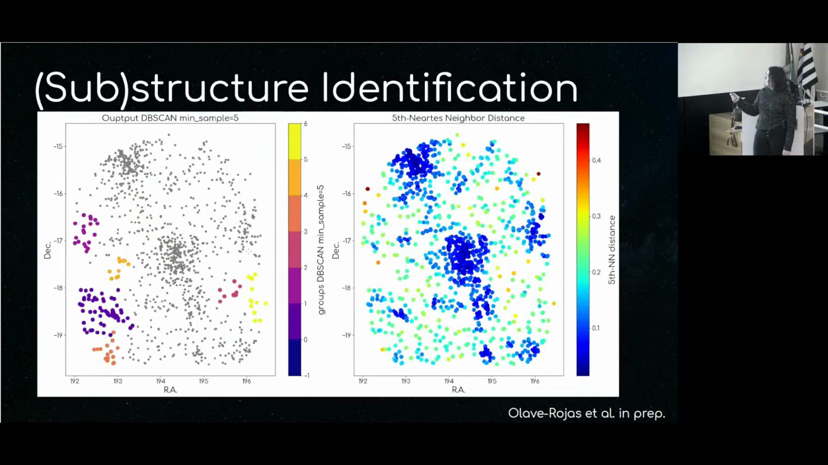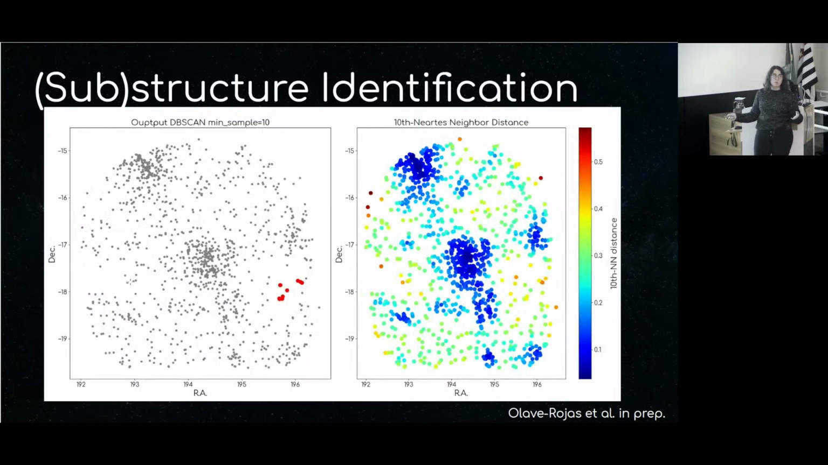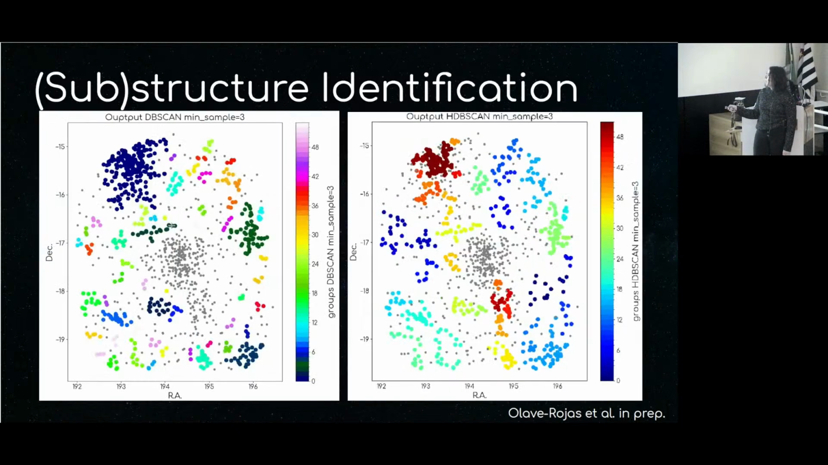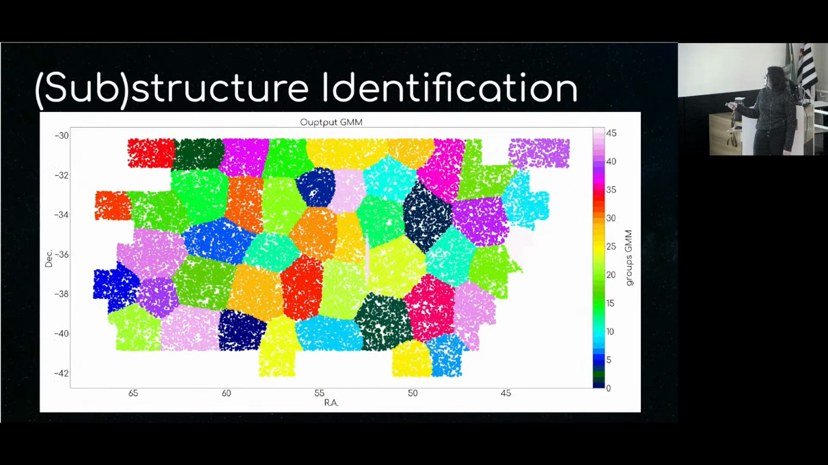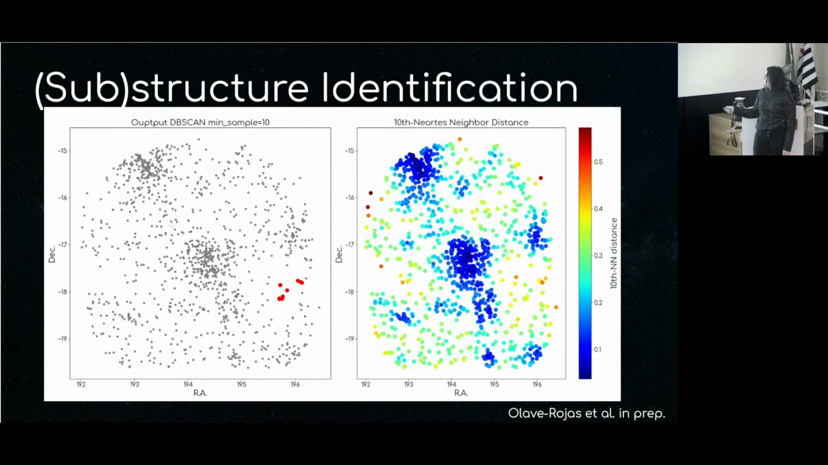When you increase the number of galaxies in a substructure, some substructures disappear. This is due to the performance of DBSCAN. And in the case of 10 galaxies, we only see one group that doesn't appear in this plot.